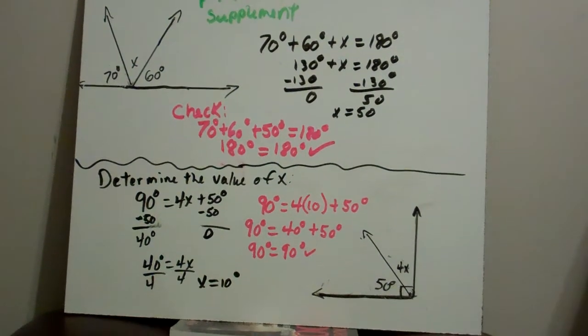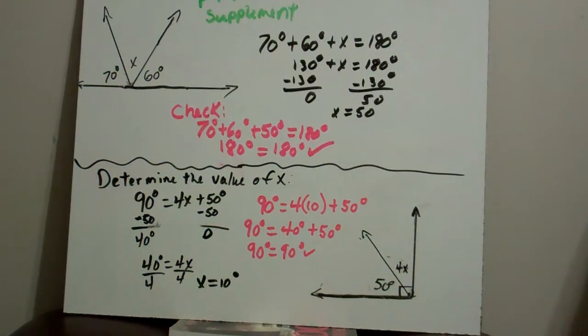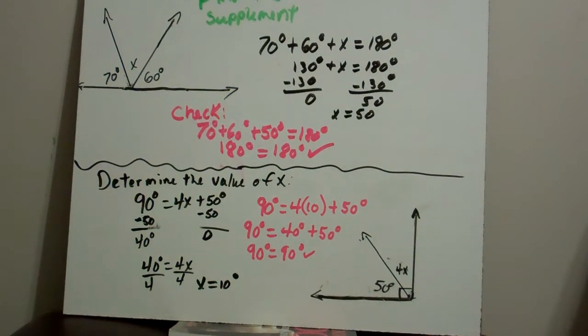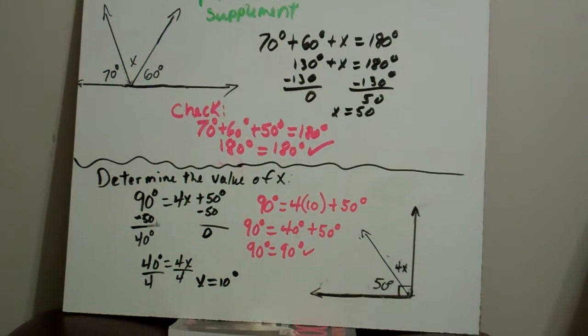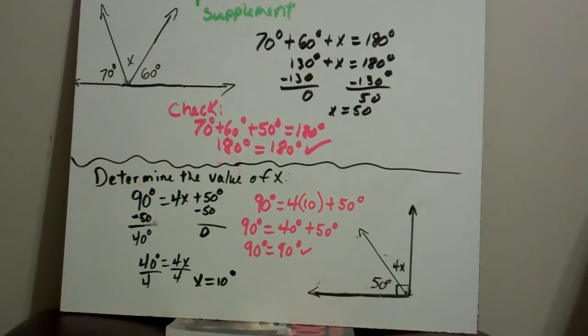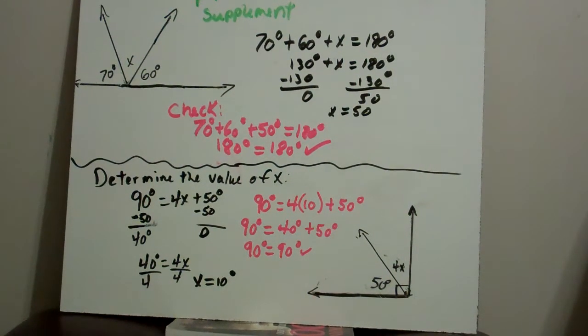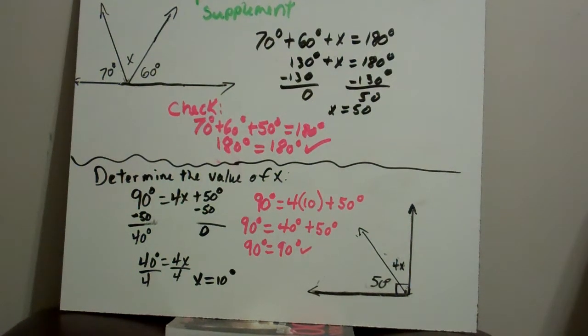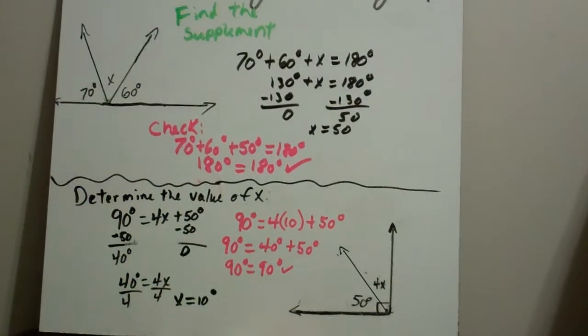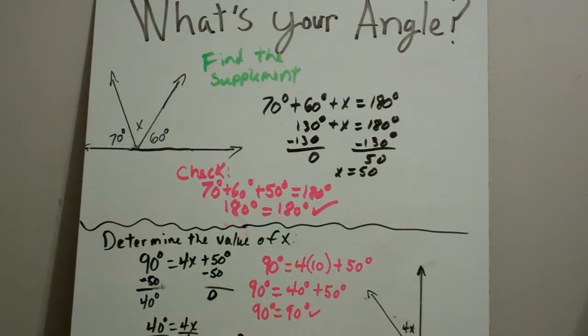I have 90 degrees is equal to 4 times the value of x, which is 10 in this case, plus 50 degrees. 90 is then equal to 40 degrees plus 50 degrees, and then 90 is of course equal to 90 degrees.